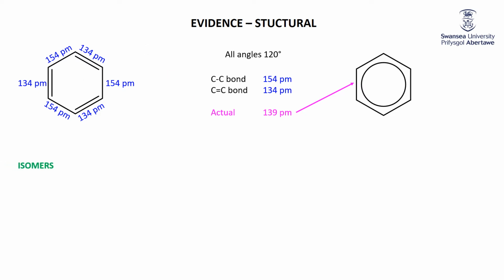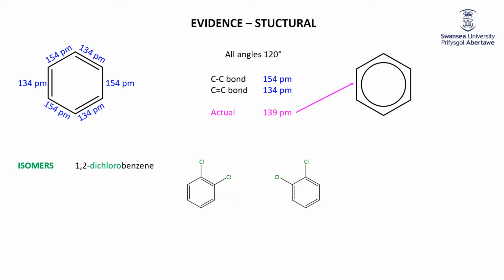Another one would be to think about isomers. Think about 1,2-dichlorobenzene. Well, if we had the localized model, then there'd be 2 isomers, wouldn't there? There would be the isomer in which both chlorines were attached to carbons that were double bonded to each other, and there would be the isomer in which the chlorines were attached to carbons that were single bonded to each other. These would be 2 very definite molecules.